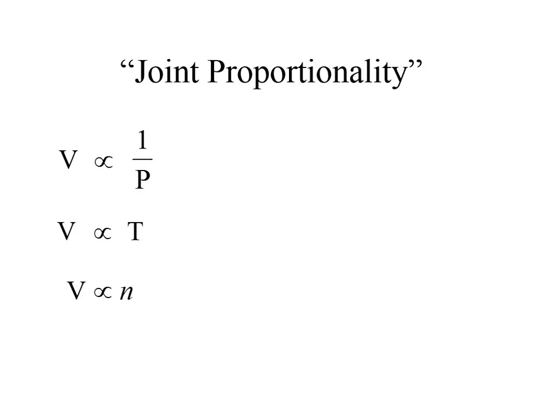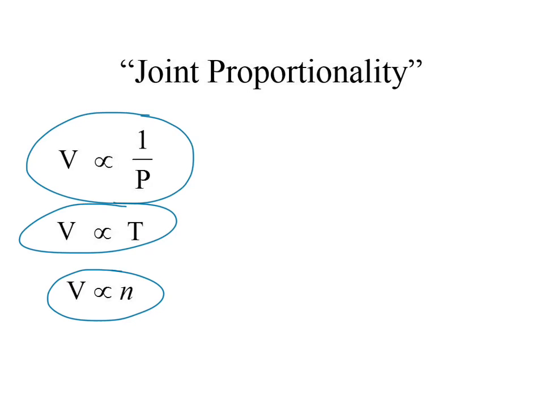Here we go. No K's, right? Just back to proportional. We said that volume and number of moles are proportional. As one goes up, the other goes up. We said volume and temperature is proportional. As one goes up, the other goes up. We said volume and pressure had that upside down or inverse relationship. As one goes up, the other goes down.